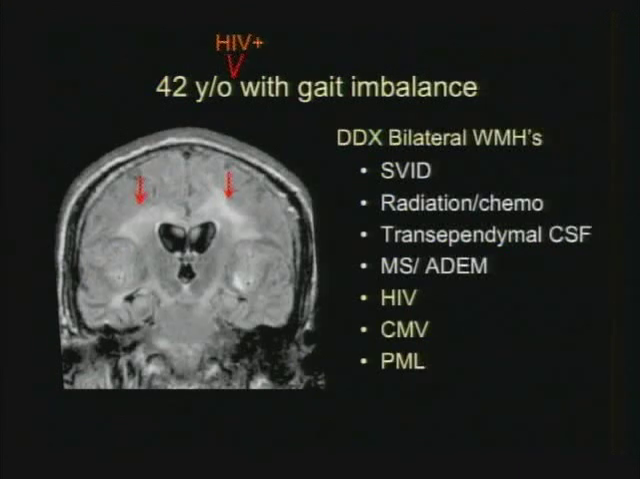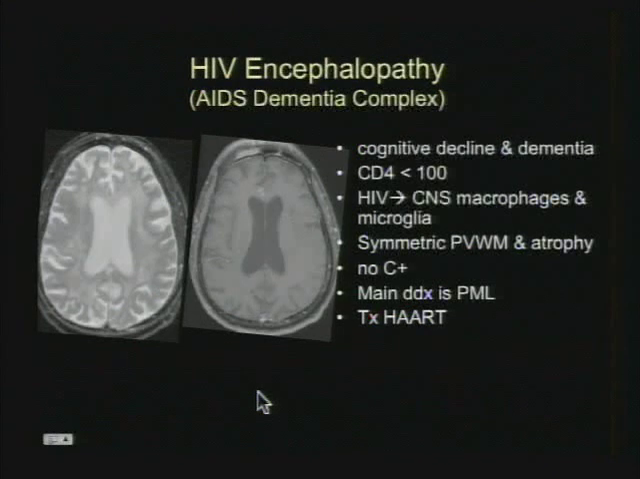And here's where history is key. You find out the patient is HIV positive, and you can focus on all those entities that are seen in the HIV population. And here's the patient's axial T2 and post-contrast. You notice the diffuse volume loss, the confluent white matter T2 abnormality, the lack of enhancement, and these are the classic imaging features for HIV encephalopathy. The main differential here is PML.